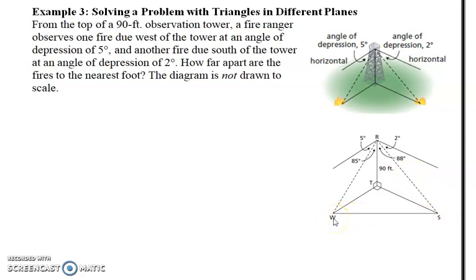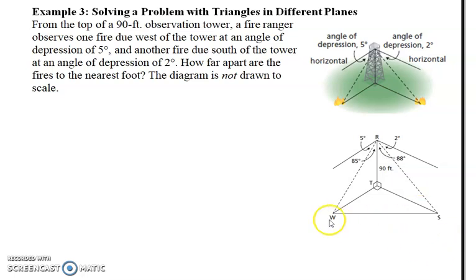When something's due west and due south, that means it creates a 90 degrees there as well. As you can see here, you've got to try to see it in 3 dimensions. That has an angle of depression of 2 degrees, which would give the inside right angle triangle an angle of 88 degrees. It says how far apart are the two.